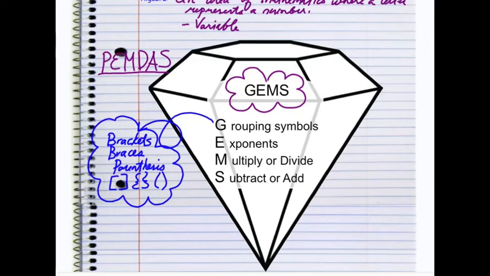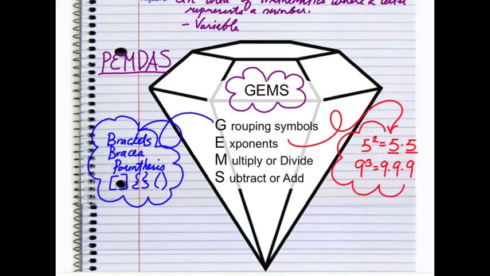Second, we're going to work on the exponents. So exponents are those little numbers that are kind of up and to the right of a whole number, and they account for how many times you're going to multiply that whole number by itself. So 5 squared, or 5 raised to the 2, has you multiplying 5 by itself twice, 2 times, right? 9 cubed would have you multiplying 9 by itself 3 times, because the cubed is the 3. So anytime you see exponents, those are going to be solved immediately after anything that's in your grouping symbols.